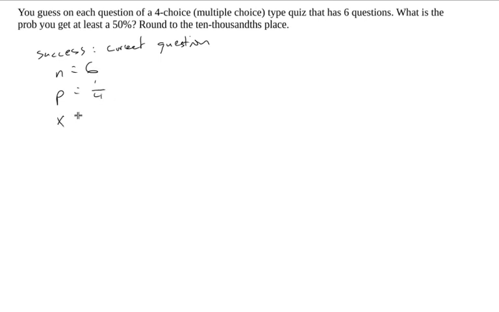And x, we're saying we want x to be, well, actually, we don't want x equals. We want the probability we get at least a 50% on the test. So 0, 1, 2, 3, 4, 5, or 6. This is the number of questions we could get correct. We want to get at least a 50%, so we want a 3 or greater. We want x to be greater than or equal to 3, because getting exactly 3 questions correct would be a 50%.